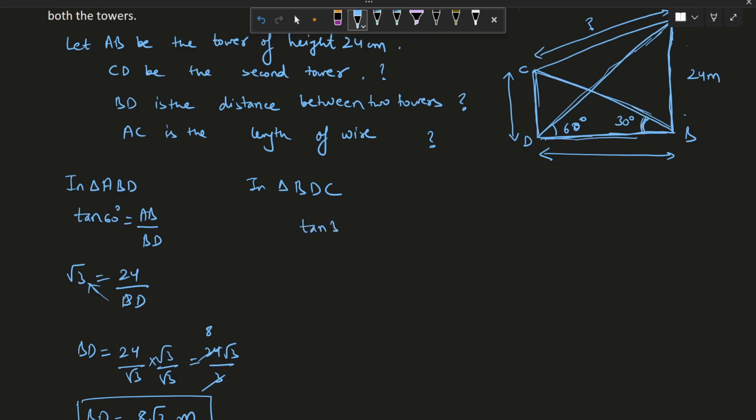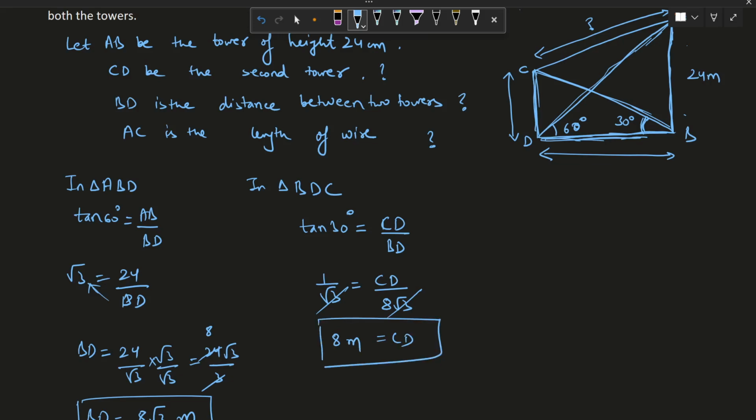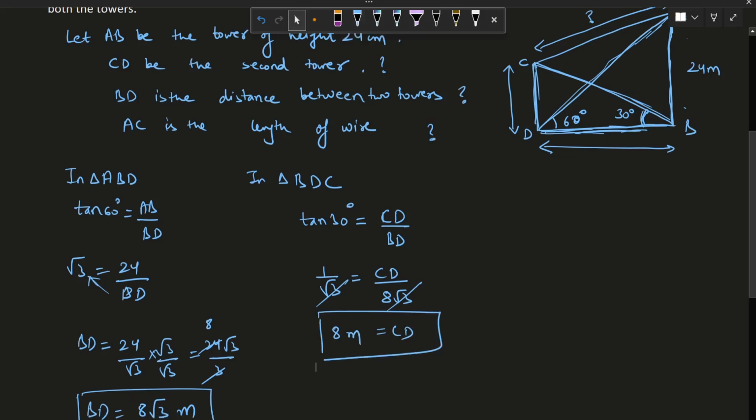So tan 30 degree. I again have to find the perpendicular. Base is given. So use the same tan theta, that is perpendicular by base. So CD by BD. Tan 30 degree is what? 1 by root 3. BD is 8 root 3. So root 3 cancels here. So CD comes out to be 8 meter. So I got the height of the tower. So what all did I get?